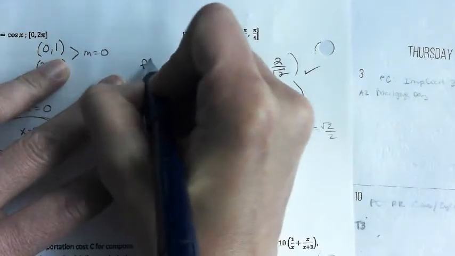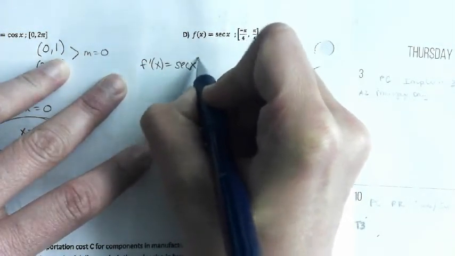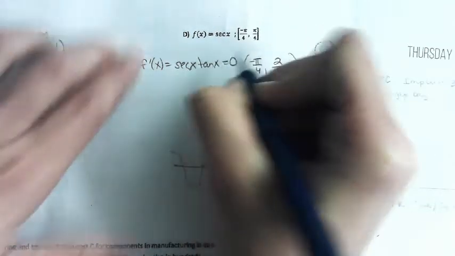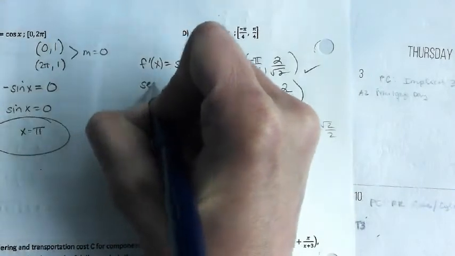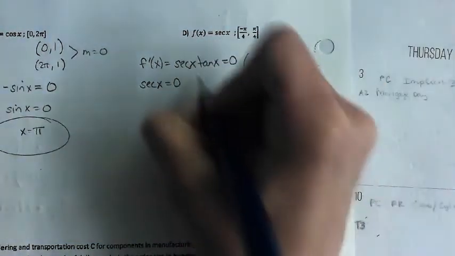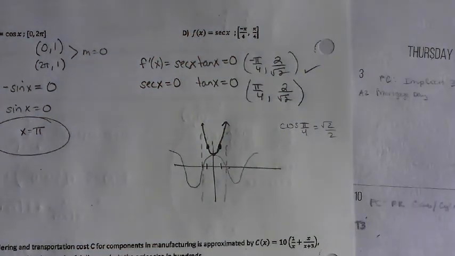But our derivative of secant is secant tan. Set that equal to 0. We're just going to tee this up. So we're looking for where the secant x equals 0 and where the tangent of x equals 0 within the interval of negative pi over 4 to positive pi over 4.